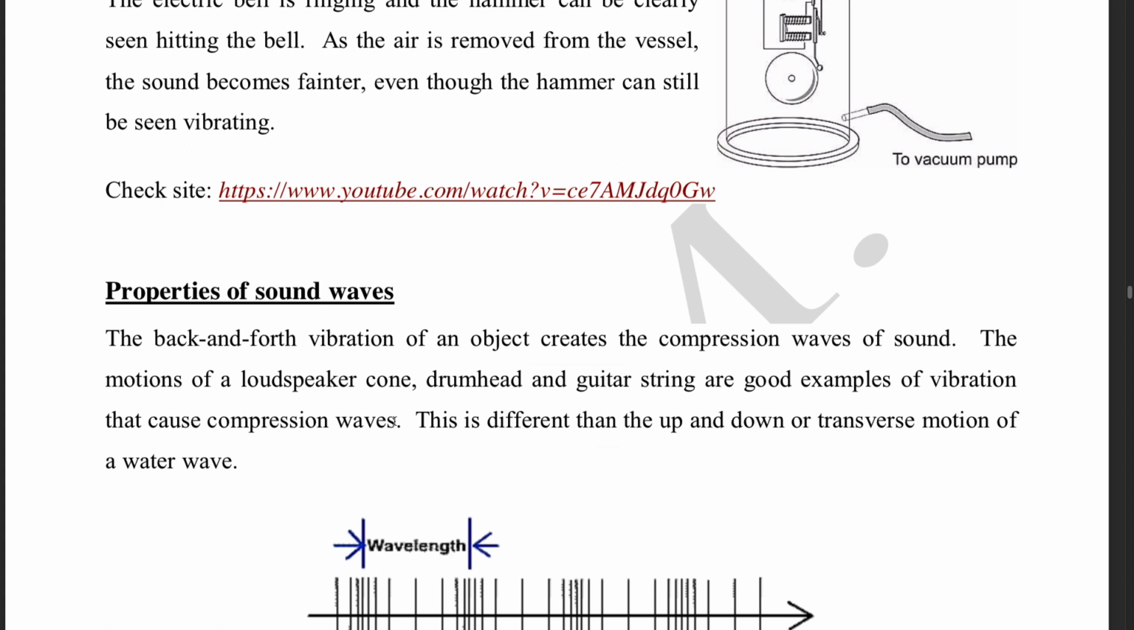All musical instruments have to vibrate to generate some type of sound, because without a vibration, there cannot be any sound. This is different than the up and down or transverse motion of a water wave. Remember, sound is not a transverse wave, it is a longitudinal wave.